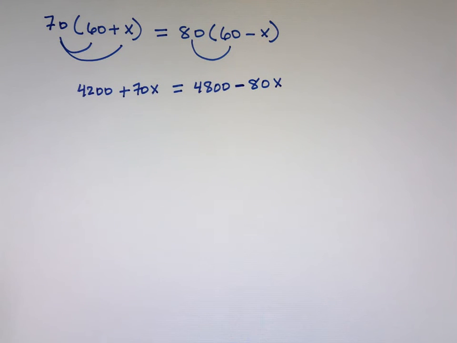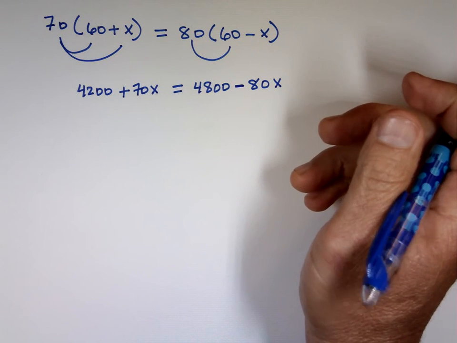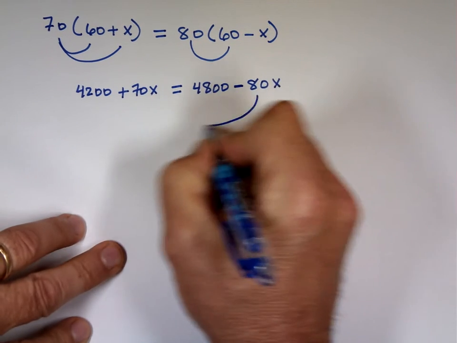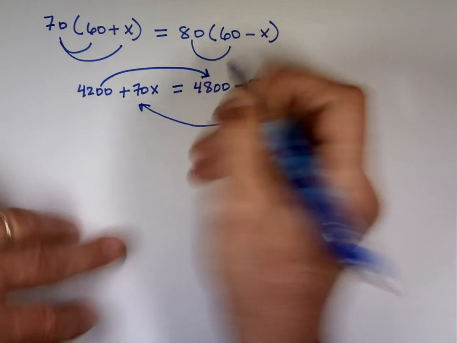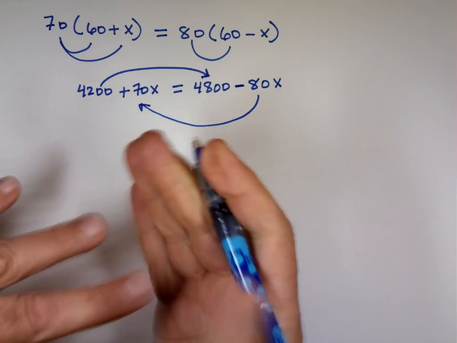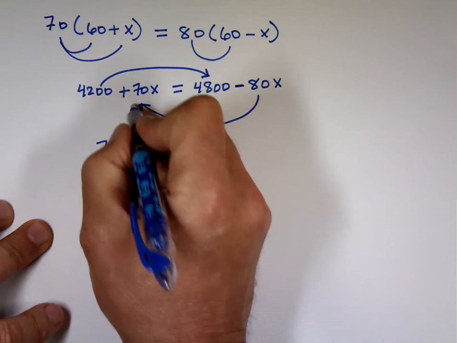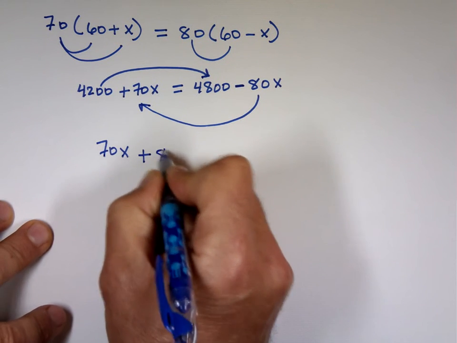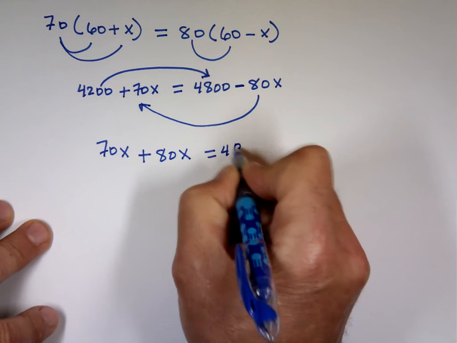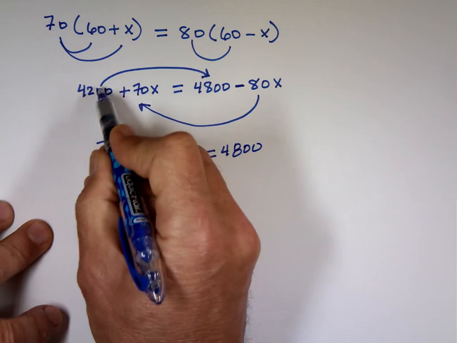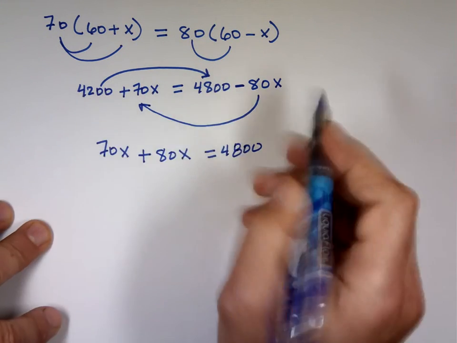Now again, you want all the numbers on one side, all the variables on the opposite side. So the negative 80x has to go to this side, the 4200 has to go to that side, and when you change side, you change sign. So this is 70x, changing side, it becomes a plus 80x equals 4800, that didn't move, but I'm moving this one to this side, the 4200, it's plus now, when you bring it to this side, it becomes a minus 4200.